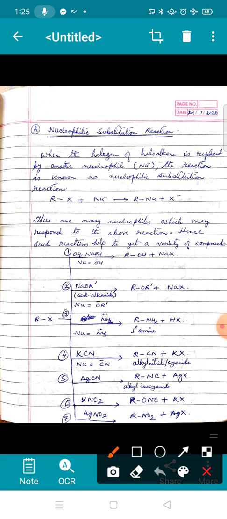This is the major class of reaction in this chapter. A lot of reactions are falling under this category and very important for conversions. Okay. So I have written down all the reactions at one go. I've taken RX as the symbol for haloalkane. The first reaction is with aqueous NaOH, where the nucleophile is OH minus.